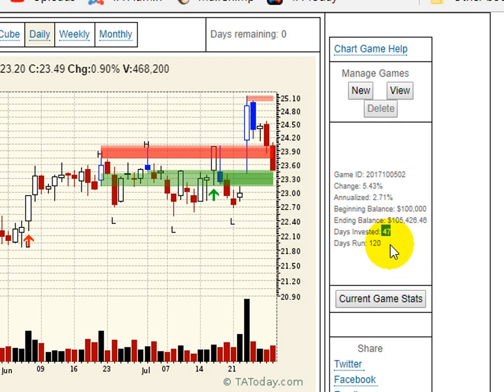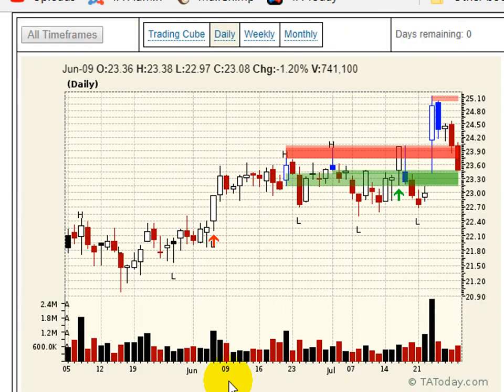We were invested 45 days. We ran it for 121. Annualized rate of return 2.71 on this particular game. We made 5.4% in that 4 months. Well, that's it for this game. Thanks.